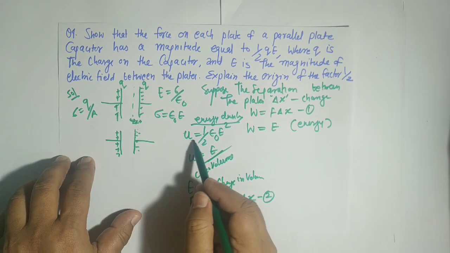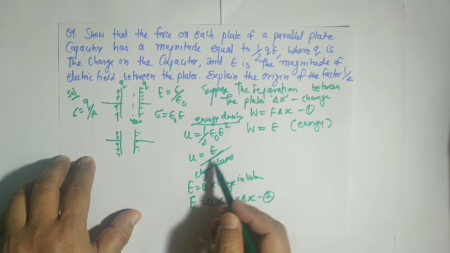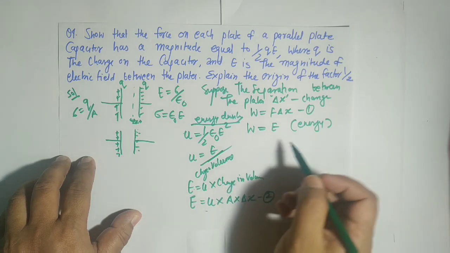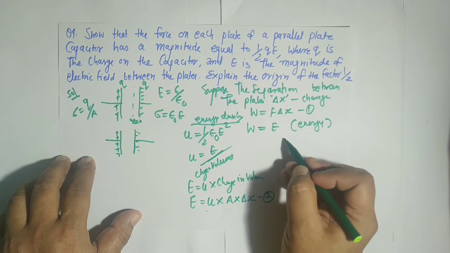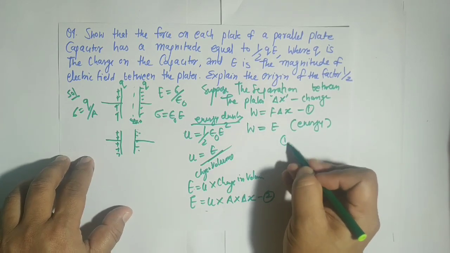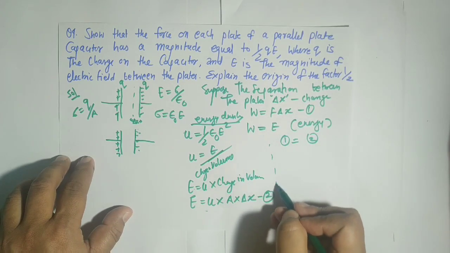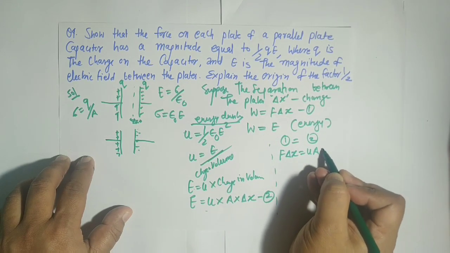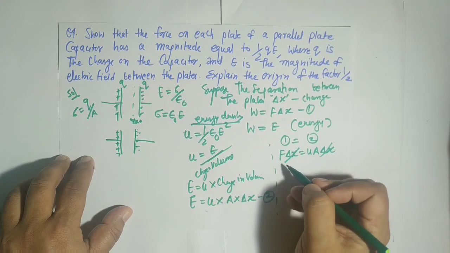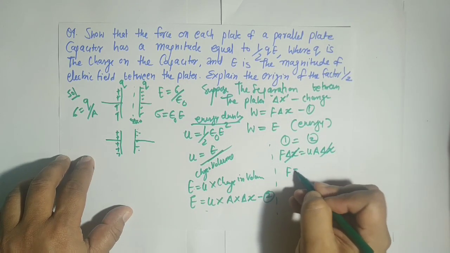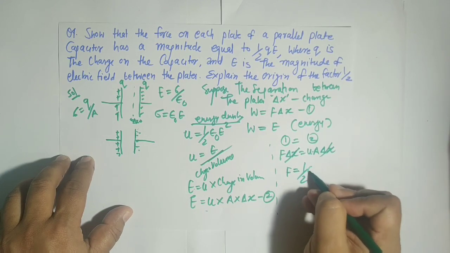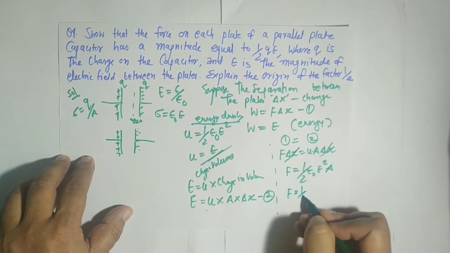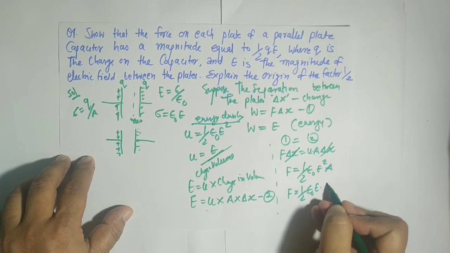Are you getting it or not? Energy density, remember, is energy per unit volume, so energy is U into the change in volume. So the first and second will be equal. We can write F delta x equals U A delta x. So delta x cancels out, and F is equal to U times A. What is U? It is half epsilon naught E square. So can we write F as half epsilon naught E into A E?